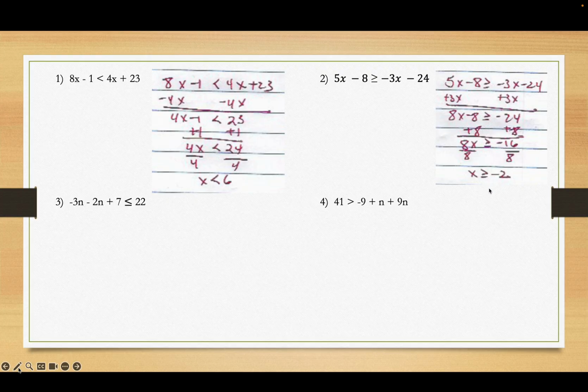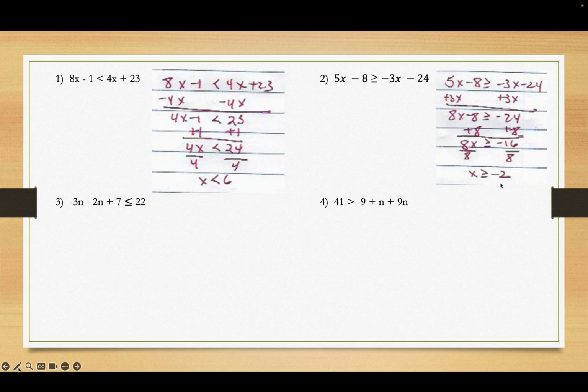What are some answers to this question? What about 0? Is 0 an answer to this question? Sure, 0 is greater than or equal to negative 2. What about 1? Yeah. What about 101? Yeah. What about negative 1? Yeah. That's greater than or equal to negative 2. What about negative 2? Yes. Negative 2 is greater than or equal to negative 2.